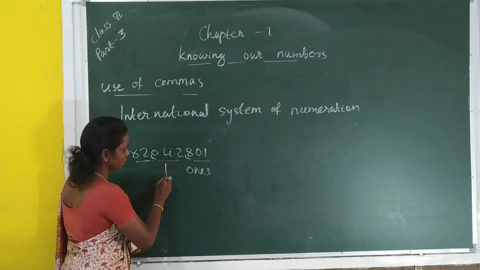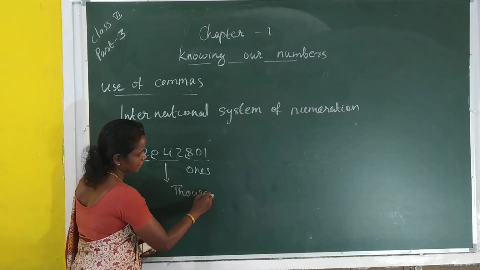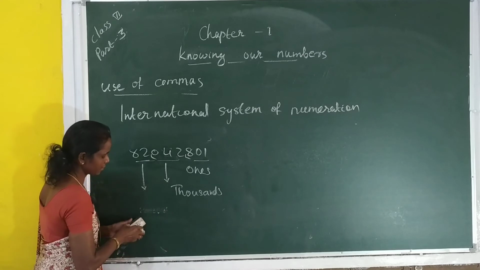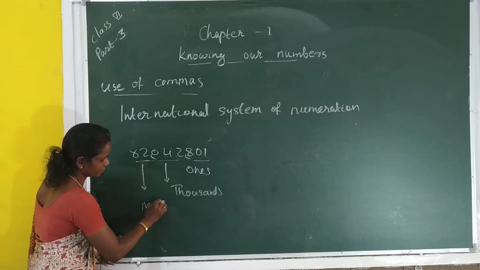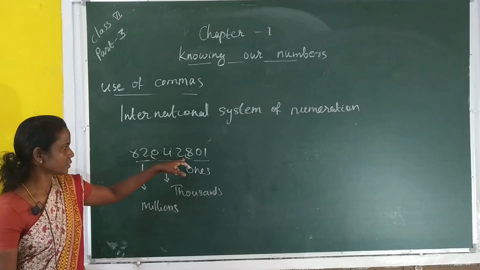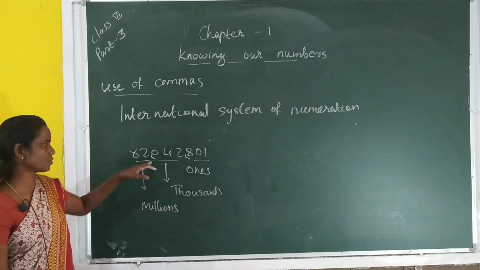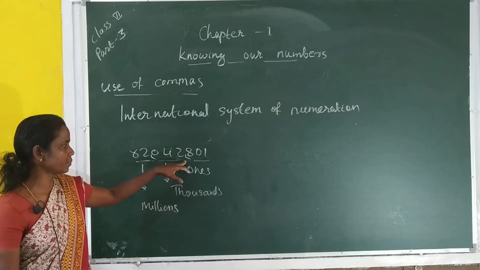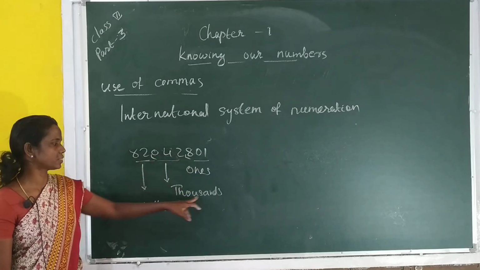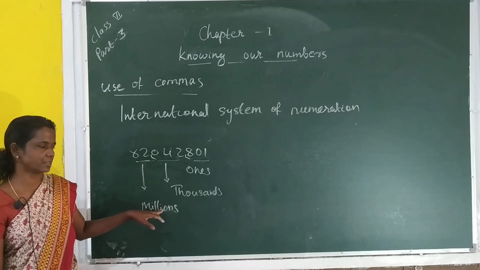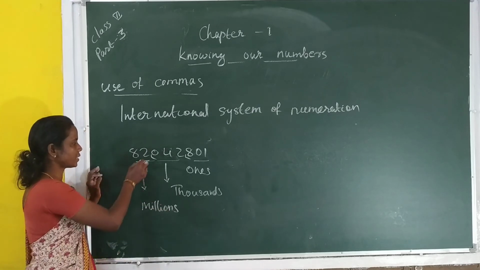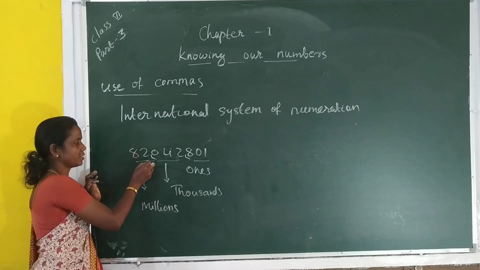Then look one more time, look at the periods' names. Ones, then thousand, next millions. Then we put the first comma, look, every three digits we put commas. Then how many periods in this? 1, 2, 3. First the ones period, thousands period, and millions period. Then how to read this number? Look, the digits of the millions period, how many digits? The millions period has only 2 digits.